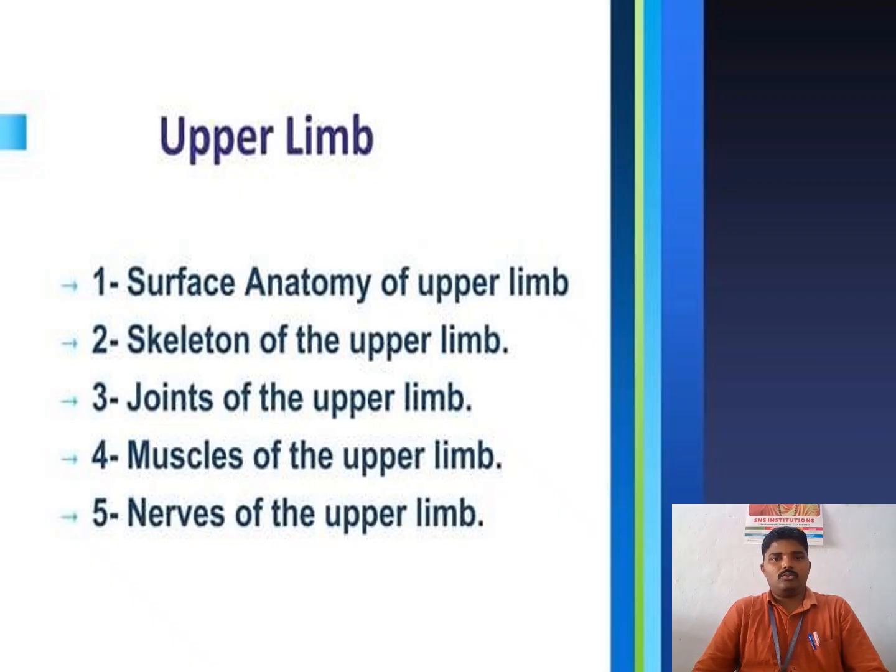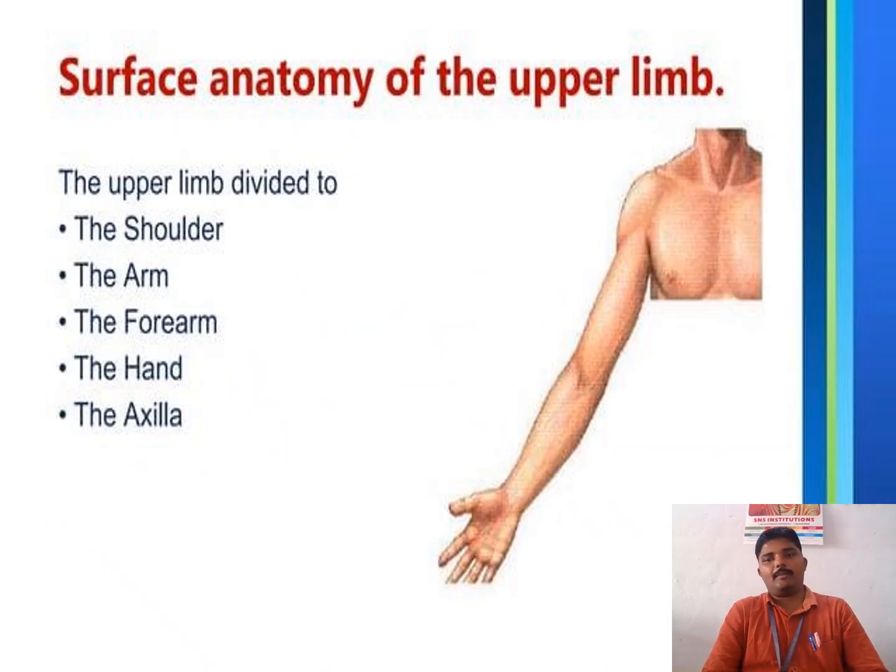Good morning, students. Today we will see the upper limb: the surface anatomy of the upper limb, the skeleton of the upper limb, joints of the upper limb, muscles of the upper limb, then nerves of the upper limb. Let's see one by one. The upper limb is divided into five categories: the shoulder, arm, forearm, hand, and axilla.